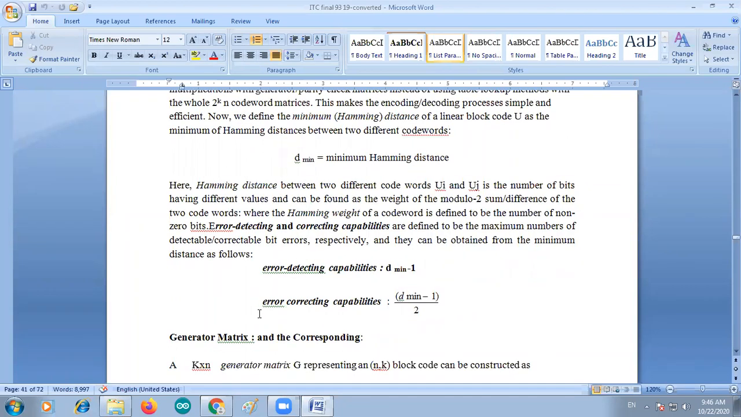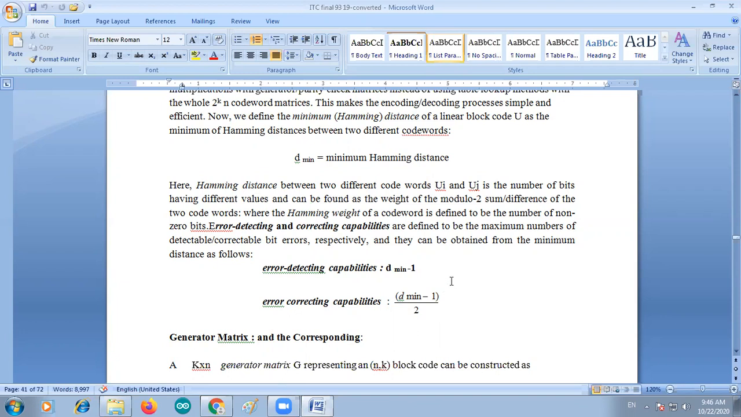So there are two important parameters to calculate here, that is error detection and error correction. The error detection and correction process may be called the reliability of the information. The error detection capability is equal to D minimum minus 1. What is D minimum? D minimum is called the minimum Hamming distance. The error correction capability is D minimum minus 1 by 2. Now, these are the two important parameters in linear block codes.